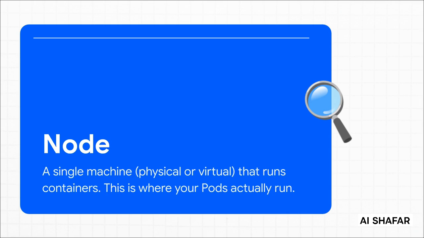So where do these pods live? They run on a node. A node is simply a worker machine. It could be a real physical server sitting in a data center or a virtual machine living in the cloud. This is the actual hardware, the muscle, that provides the power to run all your pods.